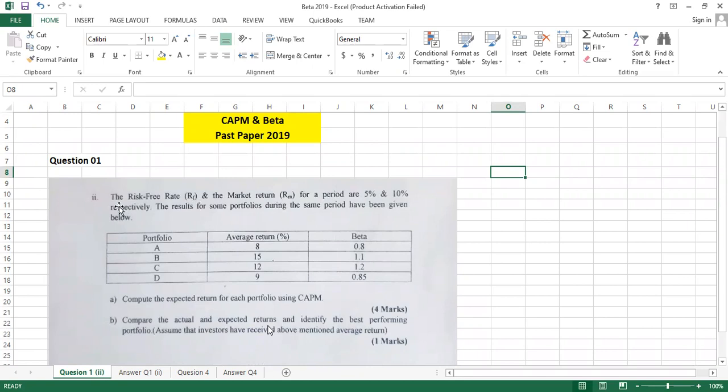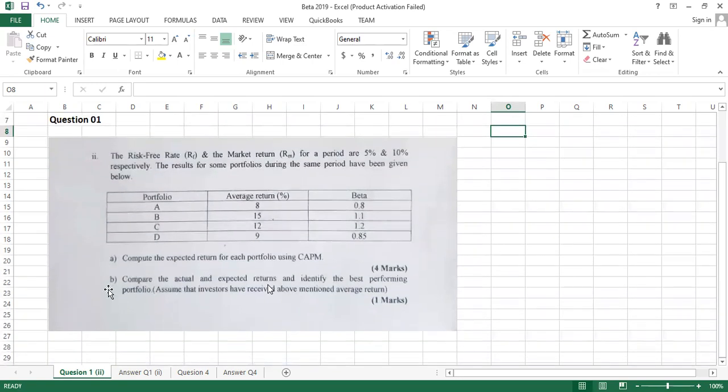They say the risk-free rate RF and the market return RM for a period are 5% and 10% respectively. The results for some portfolios during the same period are given below: the portfolio, average rate of return percentage, and beta. Then they ask two questions, A and B. A is: compute the expected return for each portfolio using the CAPM model.